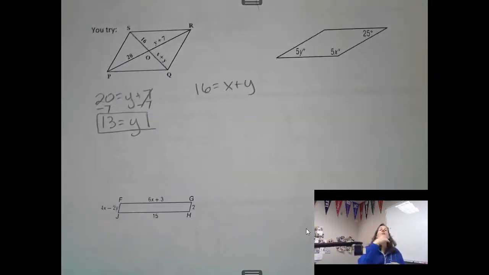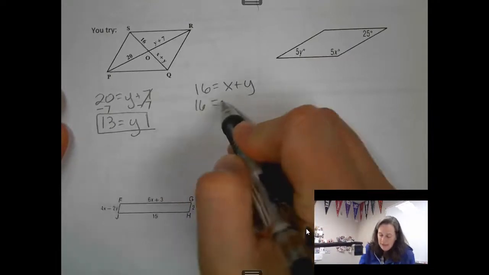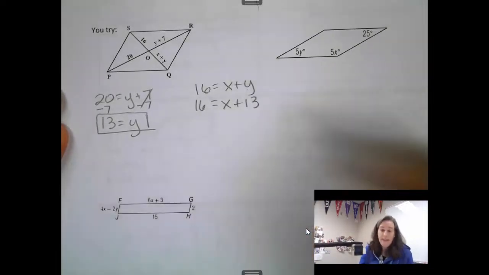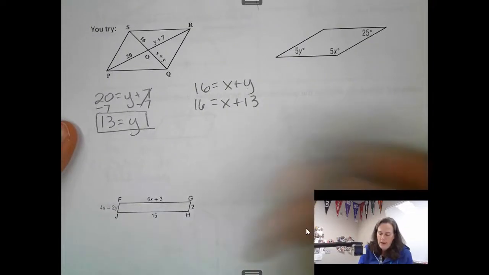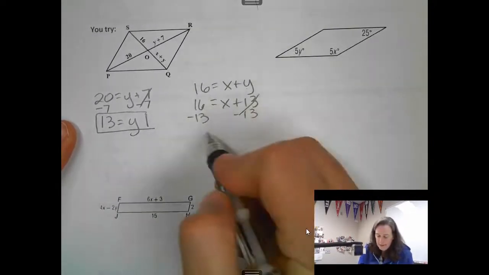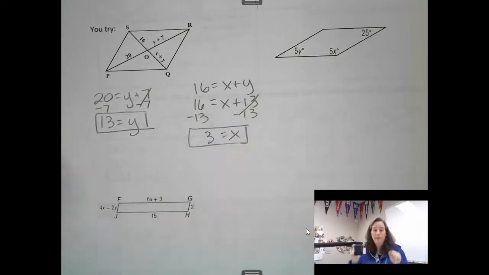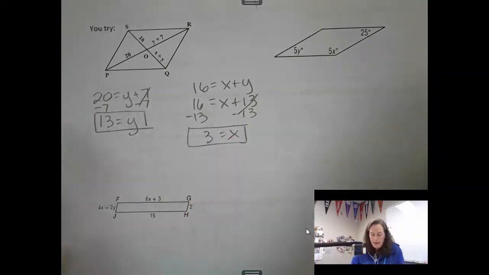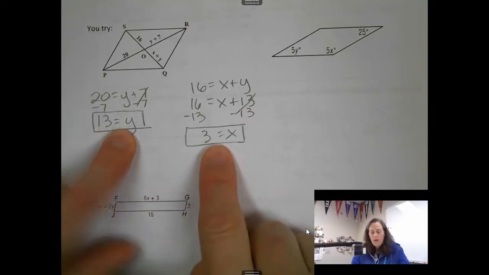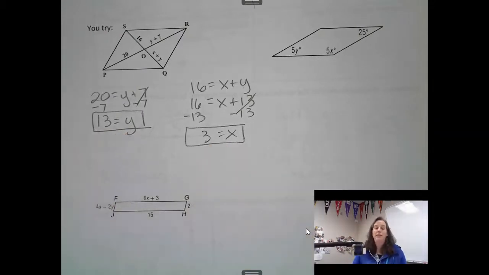Once you know that, you plug it into the other equation for y. So now 16 equals x plus 13. And then we can solve for x also. 3 equals x. Did you get 3 and 13? Woohoo! Okay, if we pick 13 for y and 3 for x, then those 2 diagonals bisect each other, and this is a parallelogram.